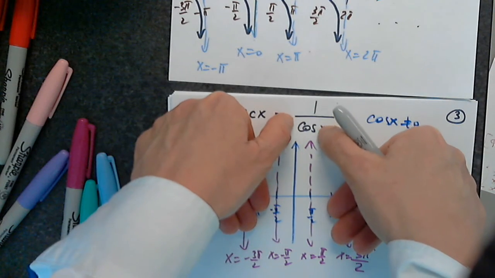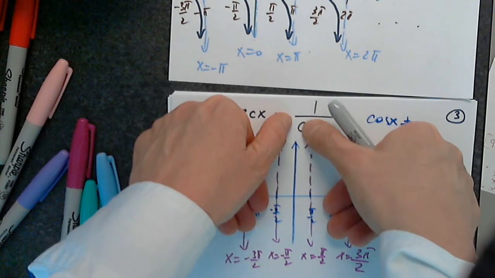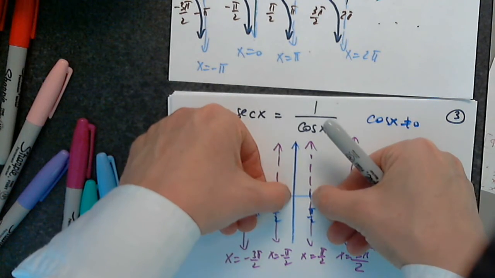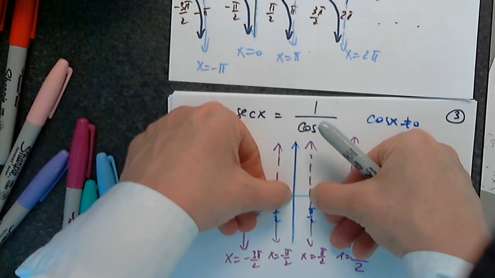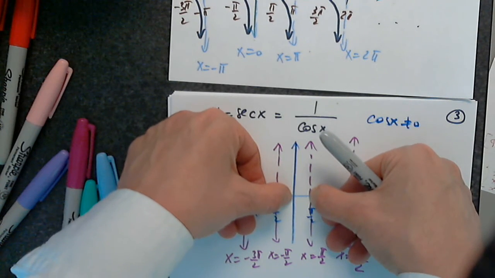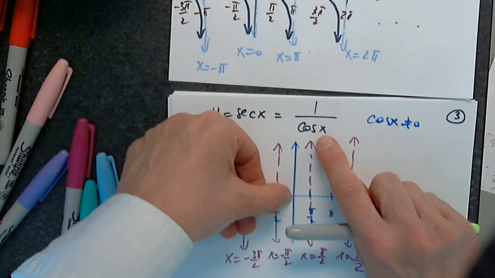What are the values? Maybe I should ask this. What are the values of cosine for x between 0 and pi over 2? What is the maximum possible value? 1. What is the minimum possible value in that quadrant? 0. Yes, but I cannot divide by 0. Right.